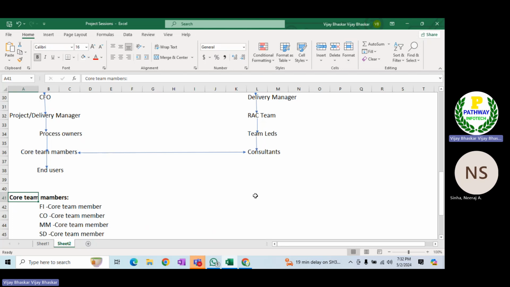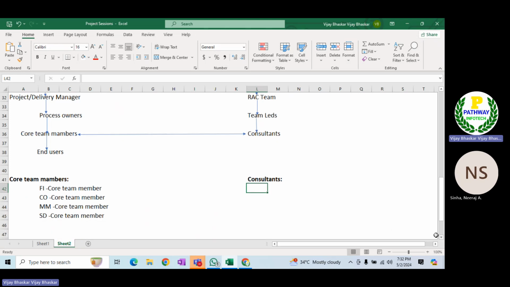In a similar way, each and every module has a separate consultant. Like an FI consultant will be there separately, then a CO consultant will be there, then an MM consultant will be there, then an SD consultant will be there. So each and every module has a different consultant. So we will always be interacting with the core team members. Up to now we have discussed the team structure.